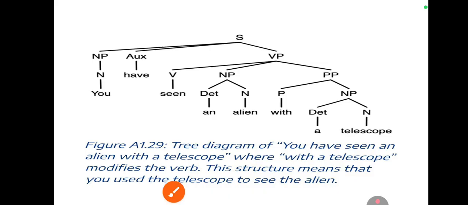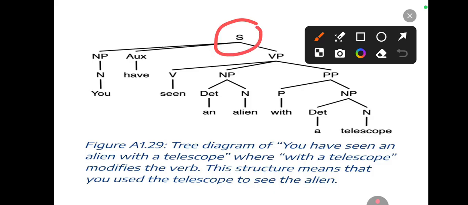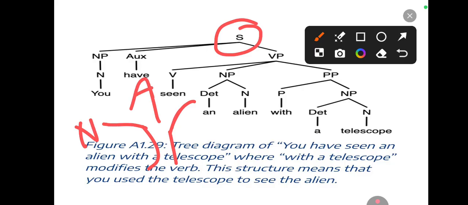So how? See, this is the sentence, right? Now you have, right? "You" is a noun phrase and then the helping verb. So mind you, in this sentence, in the beginning, there are three branches. Imagine this is a sentence. So there are three branches: noun phrase, auxiliary, and this is the verb phrase, right?